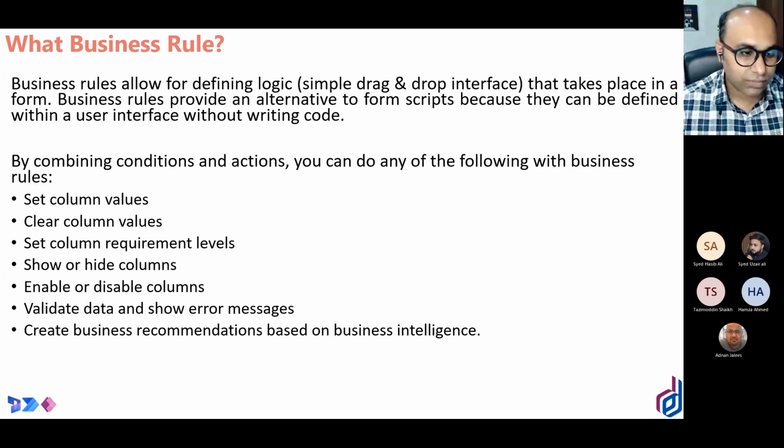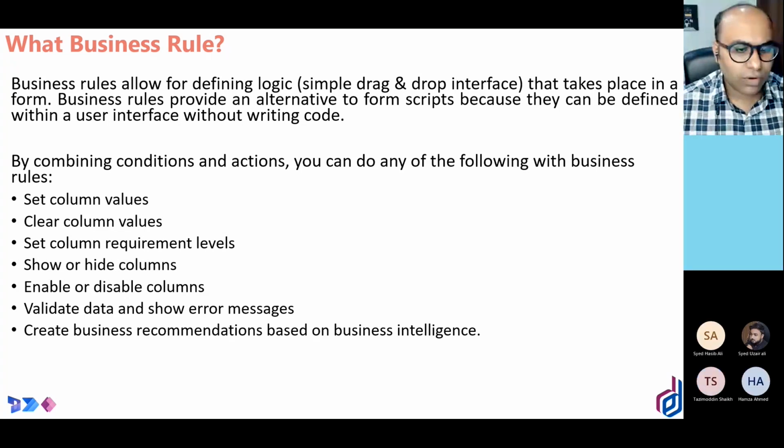Similarly, we can show or hide columns. We can enable, that means lock a field or unlock a field, or in other words, enable or disable columns. Or we can also show validation errors to the user to make it more understandable for the end user. And we can also do some recommendations based on the data they have entered. So these are some generic examples. More or less, these are the things we usually do with business rules. I'll explain this further in the UI itself, in the form.